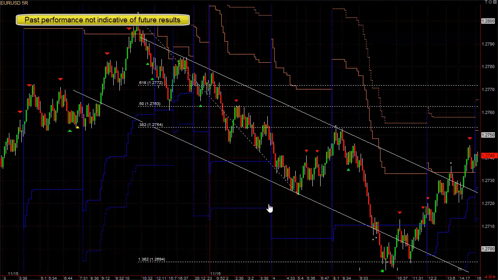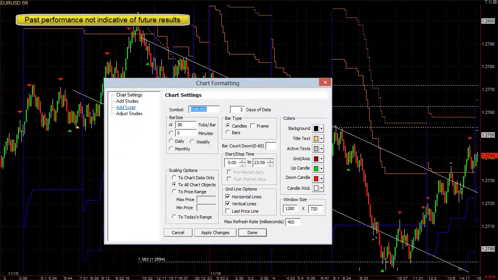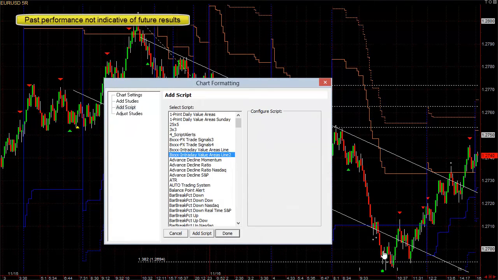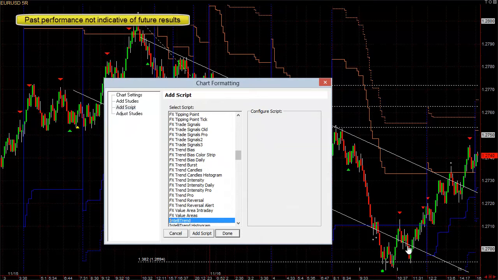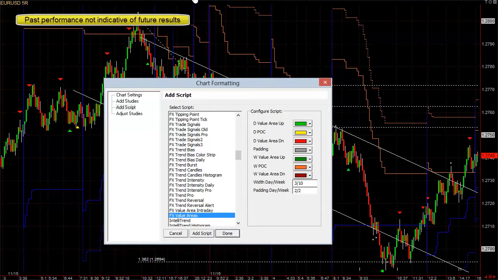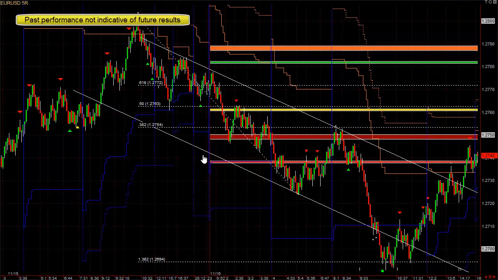So those are some of the things you can do. Another absolutely essential thing you need to add to your chart is the value areas. And I upload these each day and each week. It shows the previous day's value areas and previous week's value area.